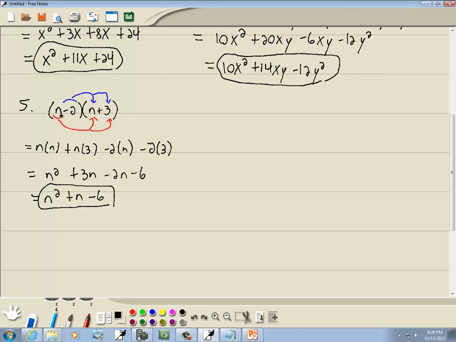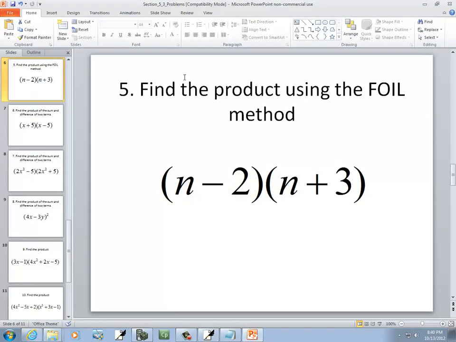Now FOIL means you multiply the first parts together. So n times n. The outer parts, n times 3. The inner parts, negative 2 times n. And the last parts, negative 2 and 3. So these kind of correspond with what we're already doing anyway. And that's about as much as I'm going to show you in terms of the FOIL method.